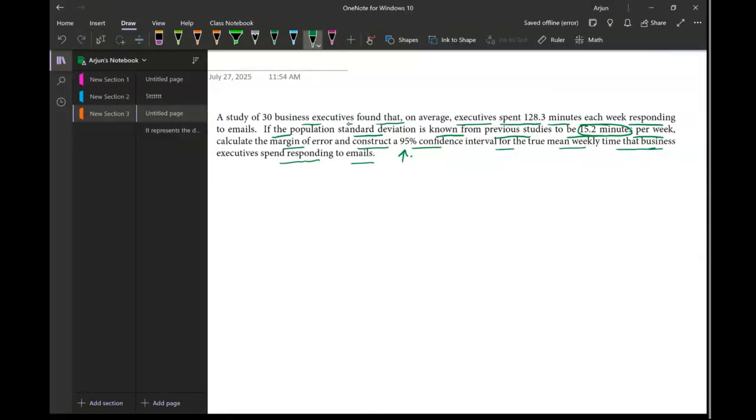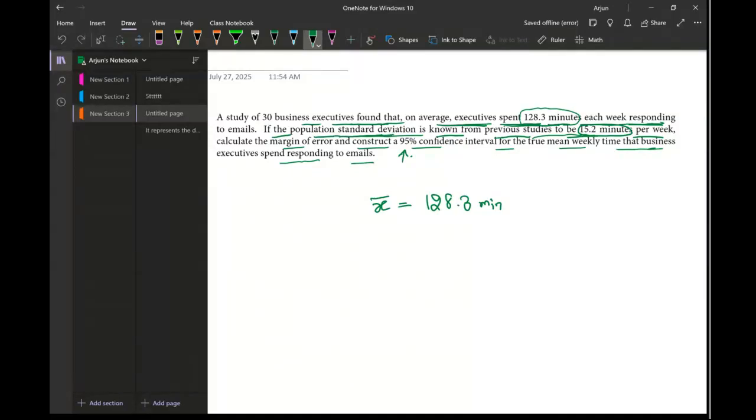A study of 30 business executives found that on an average, executives spend 128 minutes each week responding to the email. The population standard deviation is known from the previous studies to be 15.2 minutes per week. So we are given that they spend about 128.3 minutes. So average time spent is 128.3 minutes each week responding to the emails.